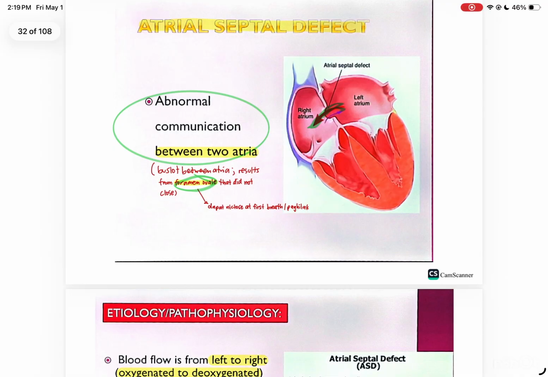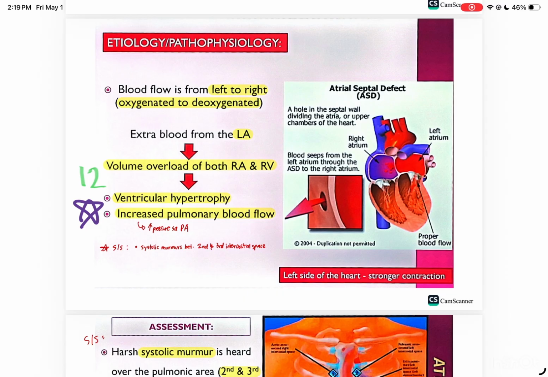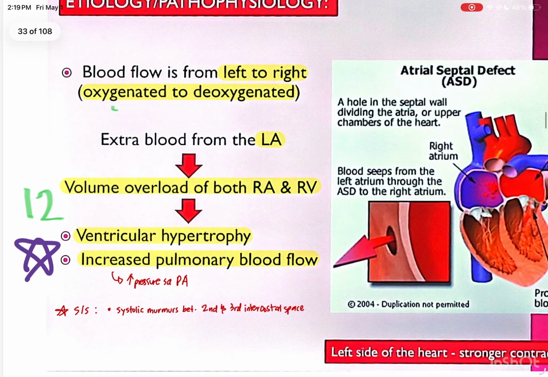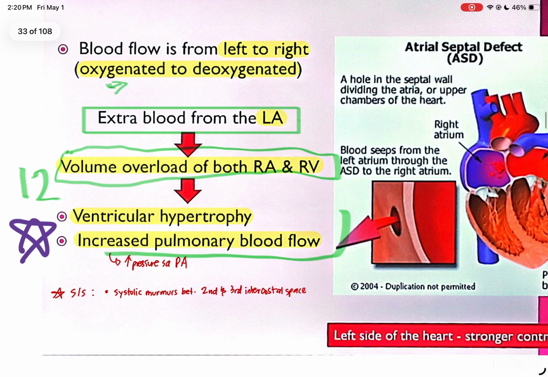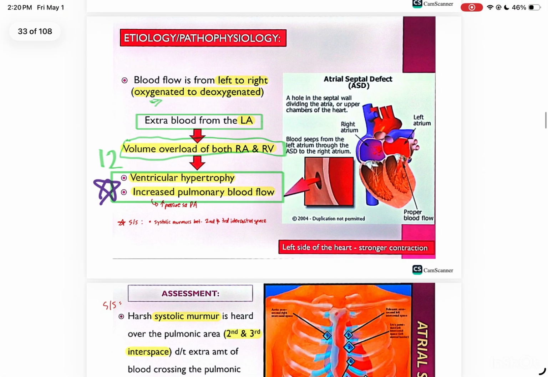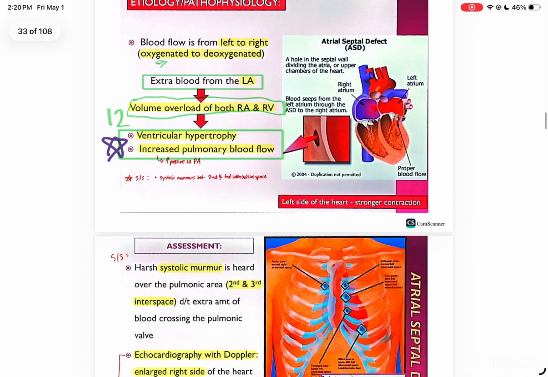It results from the foramen ovale not closing after birth, which should close with the first breath of life. When the baby cries, the atrial septum closes. So blood flow is from left to right, oxygenated to deoxygenated. Extra blood from the left atrium causes volume overload of both the right atrium and right ventricle.